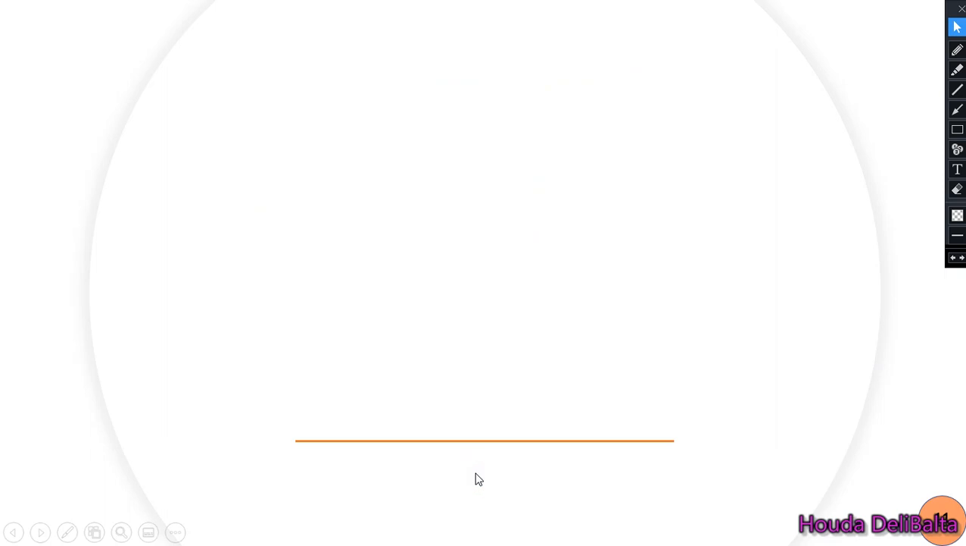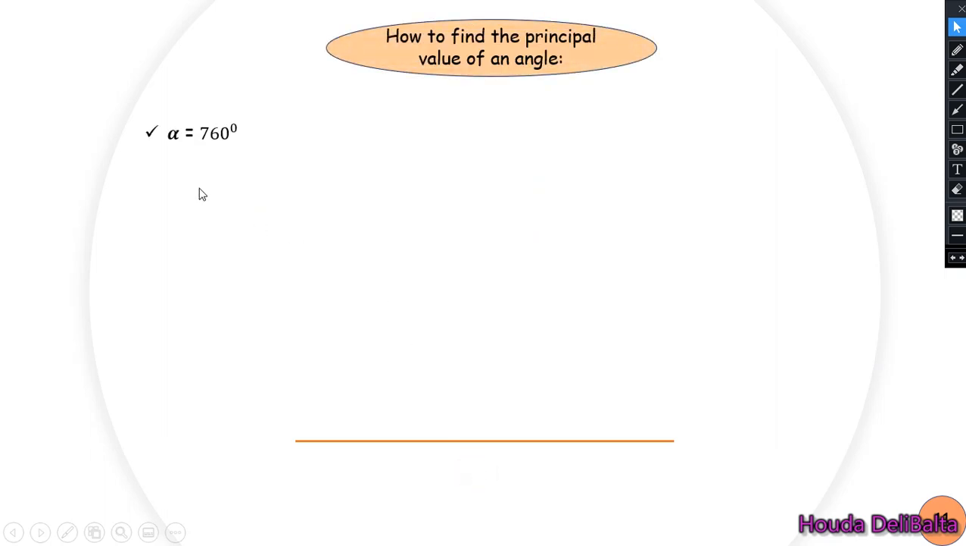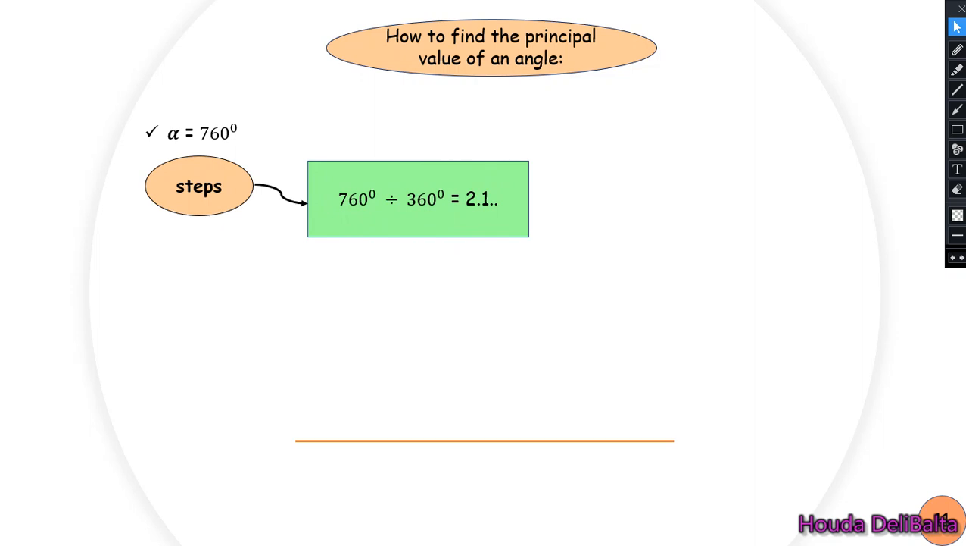Another example on how to find the principal value here is 760. Again, let's recall the steps together. First of all, we divide the given value by 360. We get an answer. We round this answer to the nearest unit. For example, here it is 2.1. Then rounding will be 2.